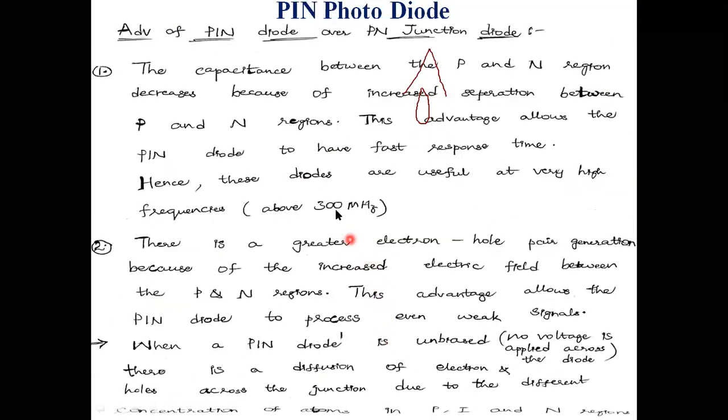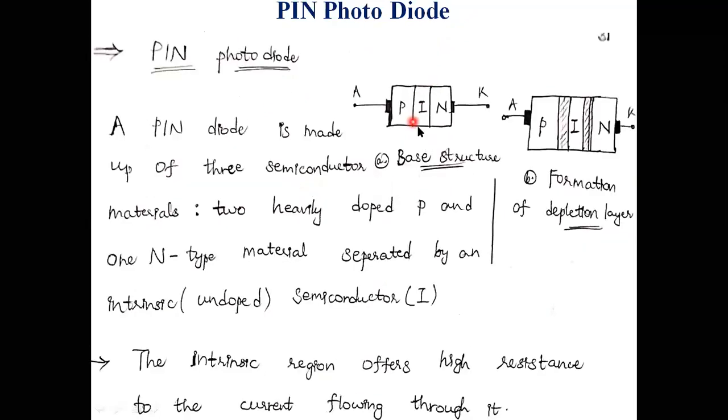And the advantage of a PIN photodiode over a PN photodiode is the capacitance. This intrinsic material acts as a dielectric medium between the p-type and n-type semiconductor material. The p acts as one plate, the n acts as another plate, like that. This PIN photodiode possesses some capacitive properties here.